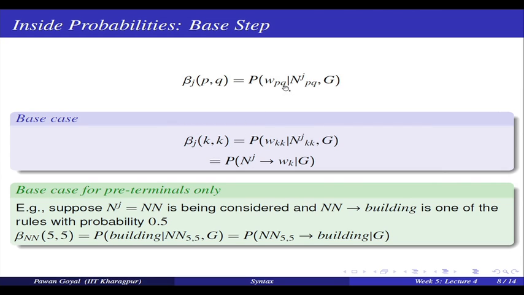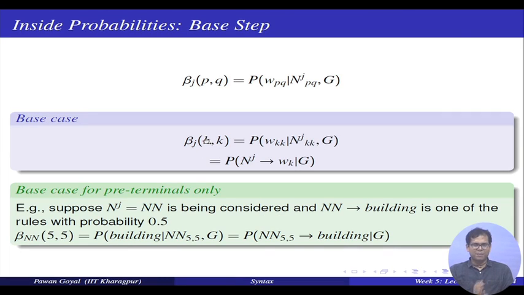So, beta j k k would be the probability of w k k given N j k k and G. Now, w k k is a single word, a sequence from k to k, and I can immediately find out what is the rule in my grammar that derives this word w k k, and I put this rule probability here. This will give me this particular probability beta j k k. Now, as an example, suppose here my word is "building". This is the fifth word. So, I am computing beta for 5 5, and suppose I take N j equal to NN, the particular non-terminal that derives this word. I can compute beta NN 5 5 as the probability with which the non-terminal NN can derive this word "building", and this is easily given by my grammar.